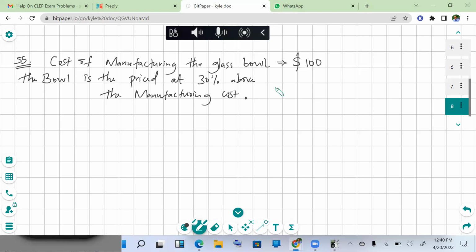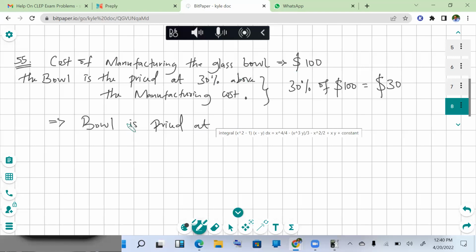So what is 30% of 100? This is actually $30. So for the new price of the ball, let me not call it the new price because we're going to do something to it later. So we can say that the ball is priced at $30 above the manufacturing cost. So the ball is priced at $130.